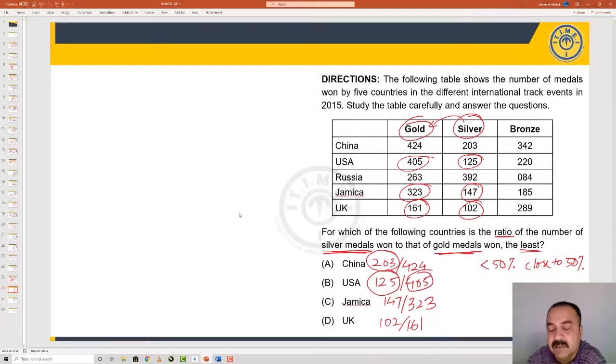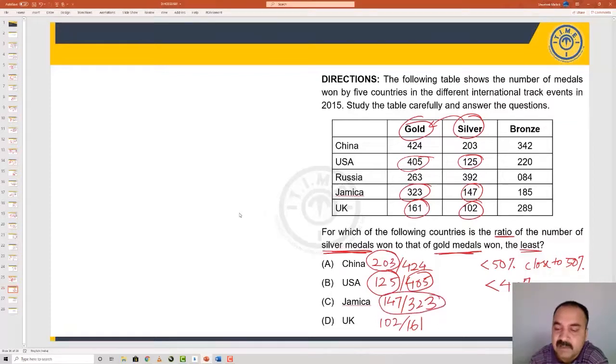125 by 405. So what is 50% of 405? That is 202.5. And 125 is way less than 202. So this is decidedly less than even 40%. So it is not even close to 50. It is less than 40%.